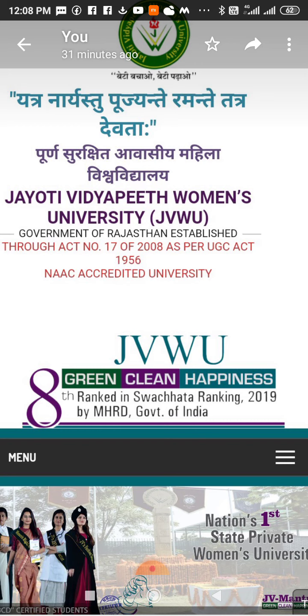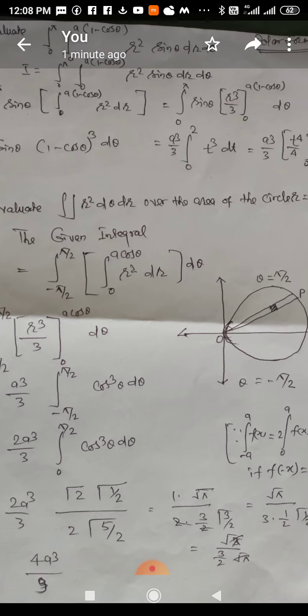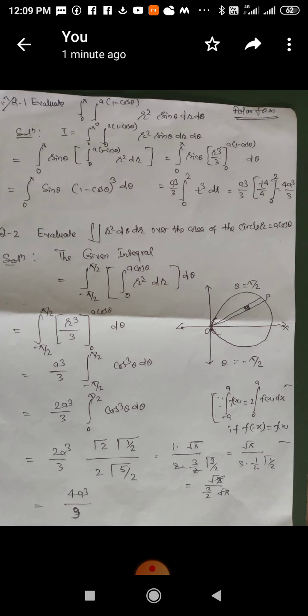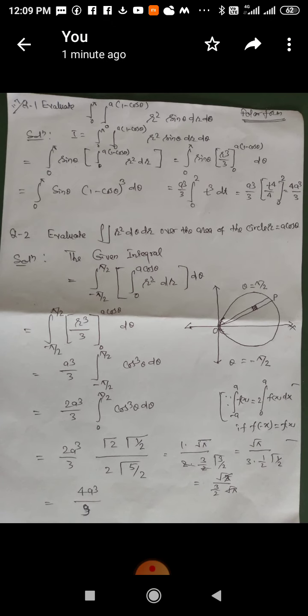on polar form, reducing into the polar form. So learner, you have two problems in front of you of polar form. The first problem is the integral from 0 to pi, 0 to a(1 minus cos theta), of r square sin theta dr d theta. This is the problem of double integration in polar form.